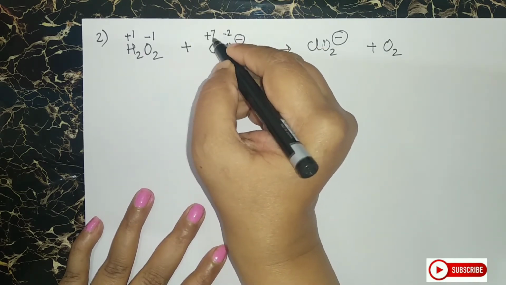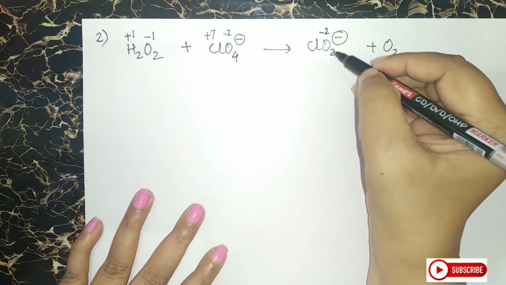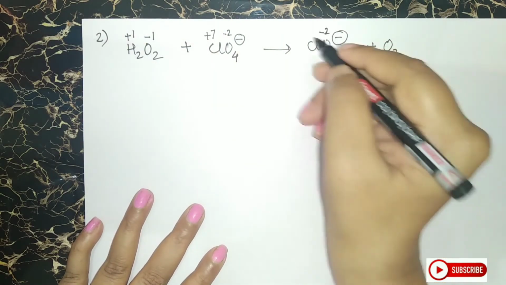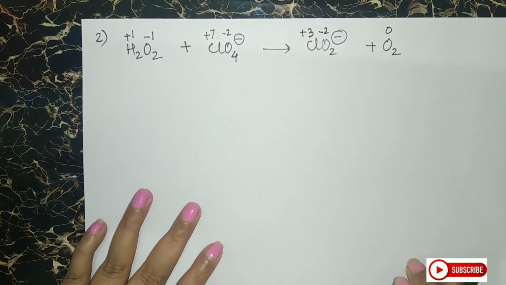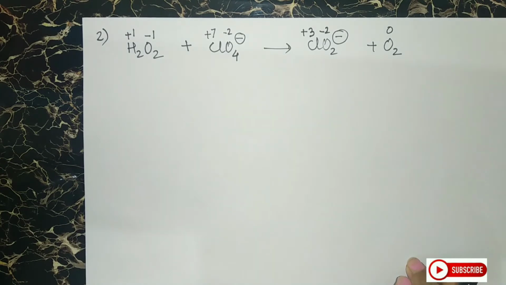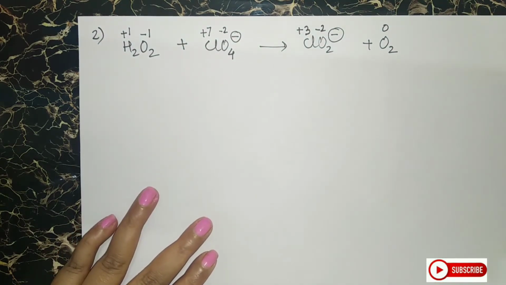So Cl will become +7. Similarly here oxygen -2. In the molecule -4. Residue charge of 1. So this will become +3. Oxygen in its elemental state, so it will be 0. Now after assigning the oxidation numbers, let us see which species is undergoing oxidation and reduction.